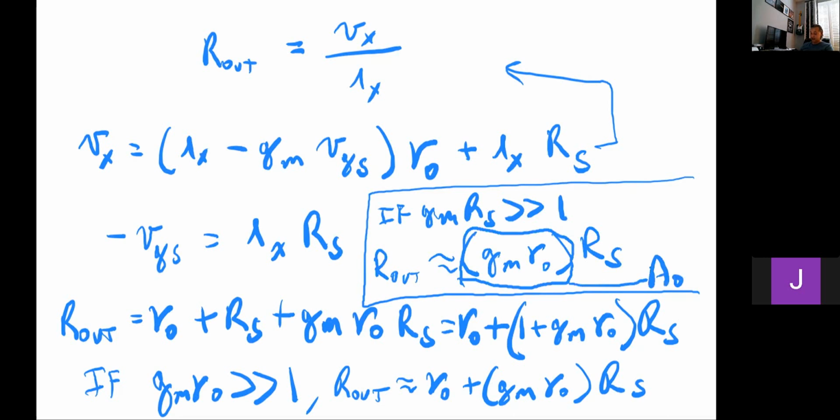So you can see how the gain has transformed the impedance or the output resistance seen by the load, and also seen by the common source amplifier.